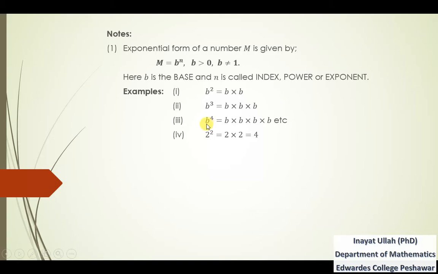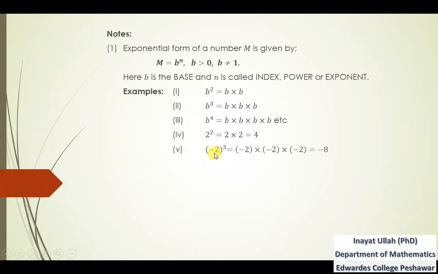For example, if b is 2 and the power is 2, then 2 power 2 can be written as 2 multiplied by 2. When we multiply 2 two times, that becomes 2 square. 2 into 2 is 4, so 2 square is 4. So the exponential form of 4 is 2 square. In this case, m is 4 and b power n is 2 square.